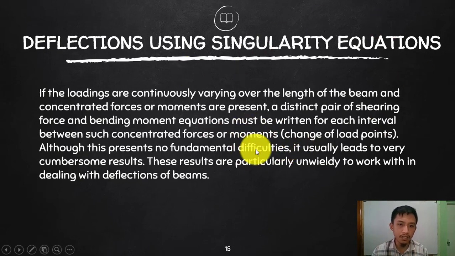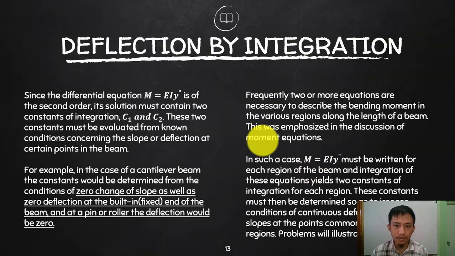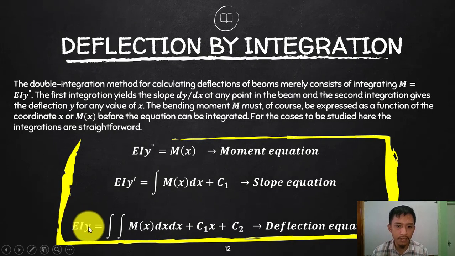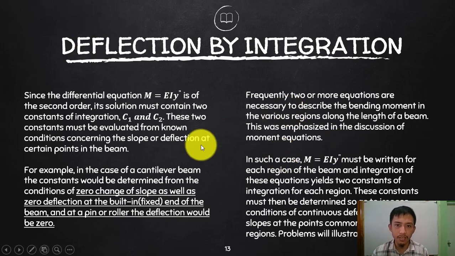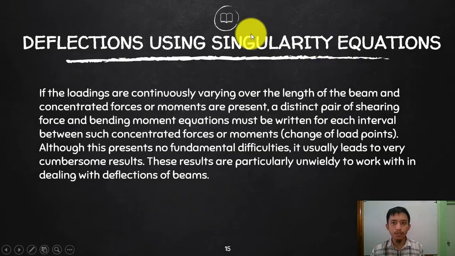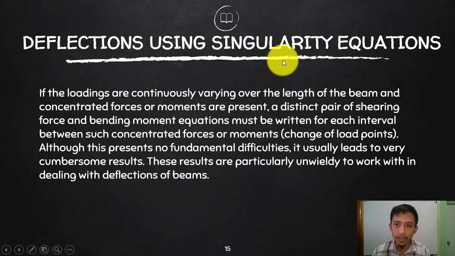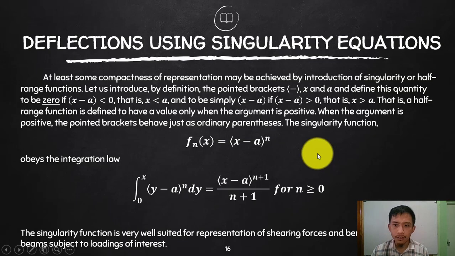Since of course, if we are just going to integrate one equation, for that to represent a function of y in terms of x, we need a single equation for the entire beam. So how are we going to combine all these moment equations of each segment into a single equation for the entire beam? We call this the singularity equation. So how are we going to write this? That is the slight difference from the moment equation we established before.